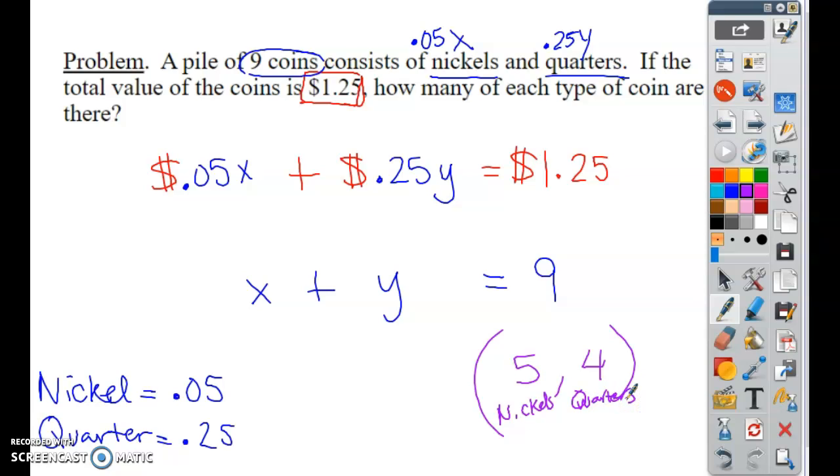And let's see if we understand it. I said that there's 9 coins. Does this add up to 9? Yes, 5 plus 4 is 9. I said that it was a total of $1.25. Well, if I have 4 quarters, that's $1. And if I have 5 nickels, that's 25 cents. So $1 plus 25 cents is $1.25. It makes sense, okay? So that's how you do that one. Let's go to the next one. Easy.